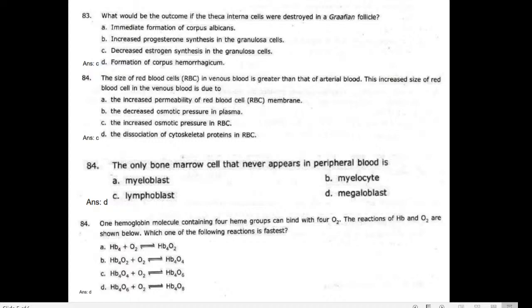Decreased receptors are producing that signaling of estrogen signals. So there is a decrease in estrogen synthesis in the granulosa cells.